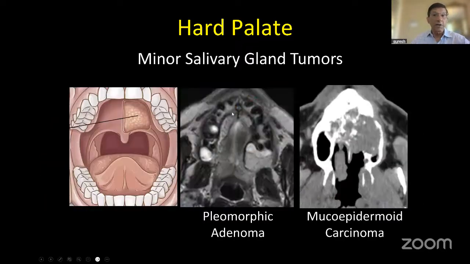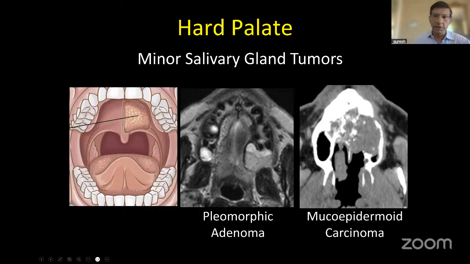So there are various other types of tumors that can involve the hard palate. The most common is going to be squamous cell carcinoma, but because there is a high propensity of small little minor salivary gland rests, the second most common tumors to involve the hard palate are going to be minor salivary gland tumors. And these include things like benign lesions such as pleomorphic adenoma, but you can also have malignant minor salivary gland tumors such as mucoepidermoid carcinomas.